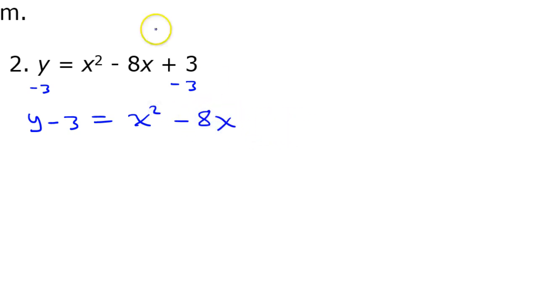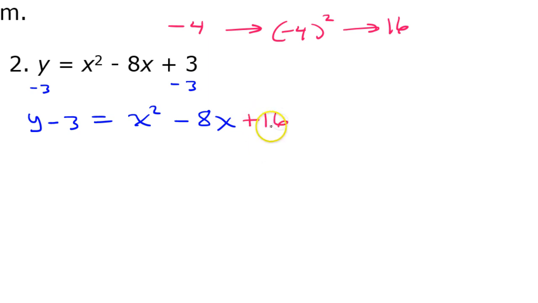Now you need to figure out the number that completes the square, the third number. And to get that, you do half the middle squared. Half of negative 8 is negative 4. And then negative 4 squared is positive 16. So that tells you that you need to add 16. This number will always be positive.